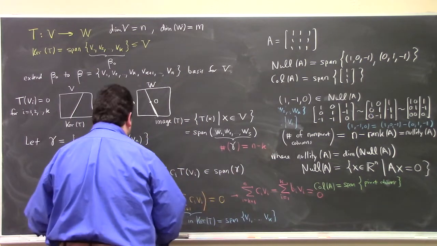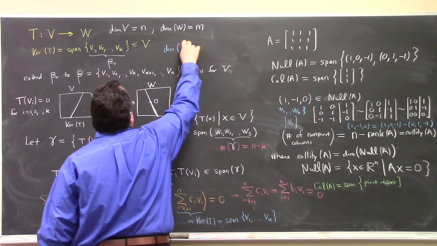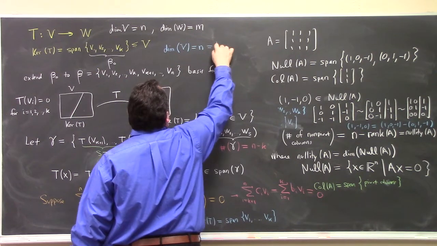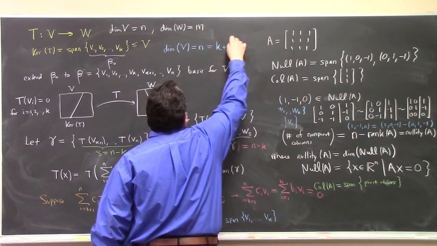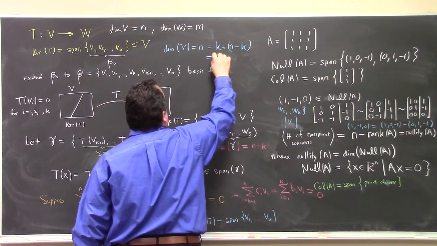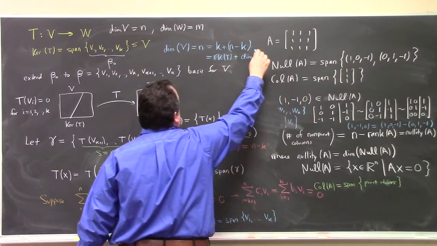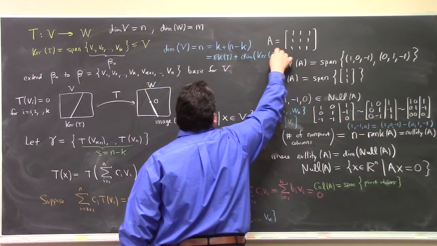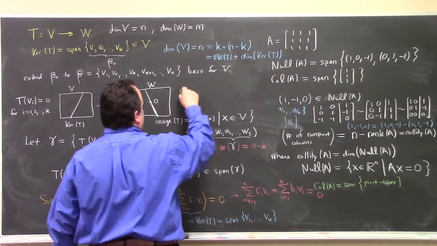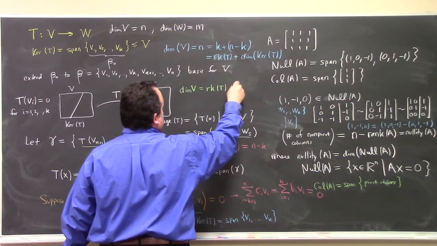So what have we proved? We have proved that the dimension of V, which is equal to n, is equal to k plus n minus k, right? Which is what? The dimension, which is equal to the rank of T plus the dimension of the kernel of T, which is often written dimension of V equals rank of T plus the nullity of T.